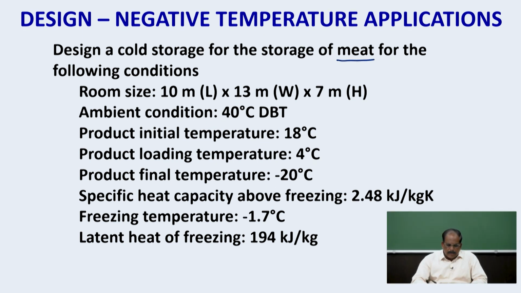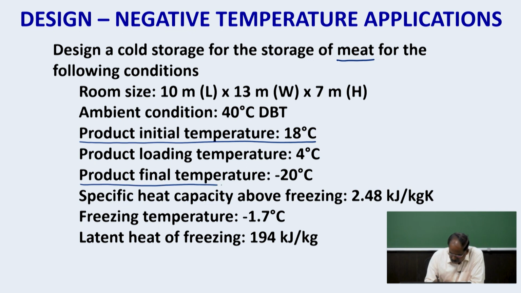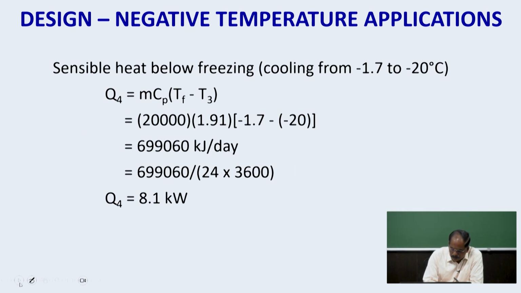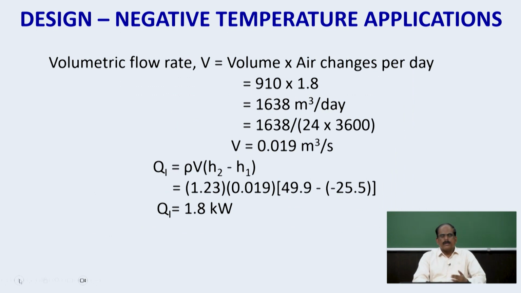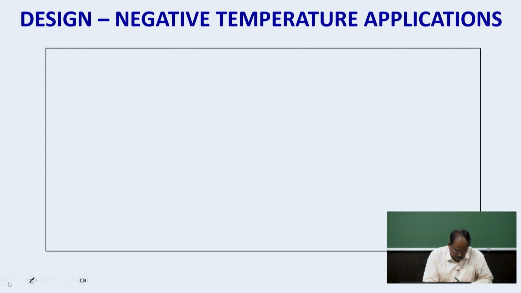So the room dimensions are given: length, width, height. Ambient condition is given, 40-degree dry bulb temperature. Product initial temperature is given. Product final temperature is also given. So let me write the given data. This design also will be carried out in two parts, part 1 and part 2. Given data.